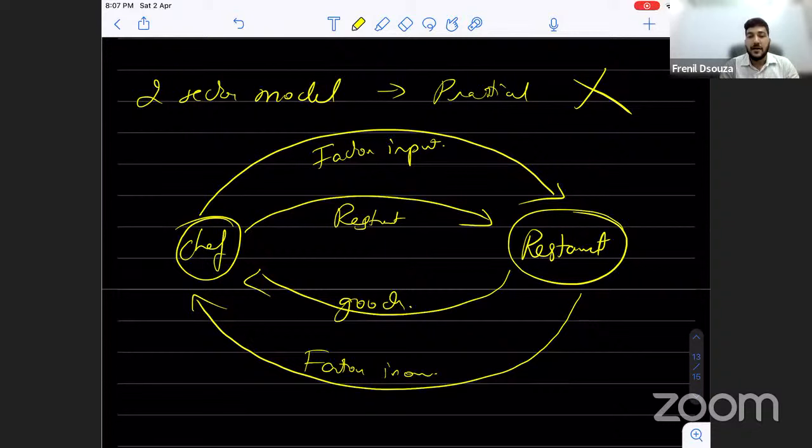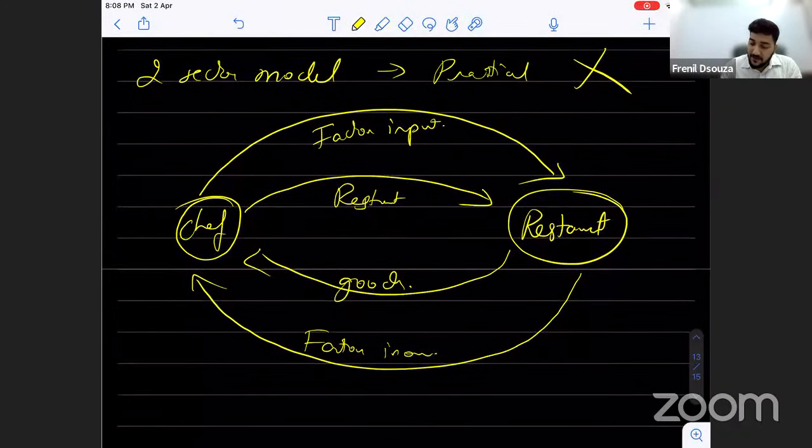They'll give you food. Now this circle is called the two sector model. That's why I told you, practically, is it possible? This kind of scenario in any country is impossible, right? But for examination purposes, for academic purposes, we do have this discussion.